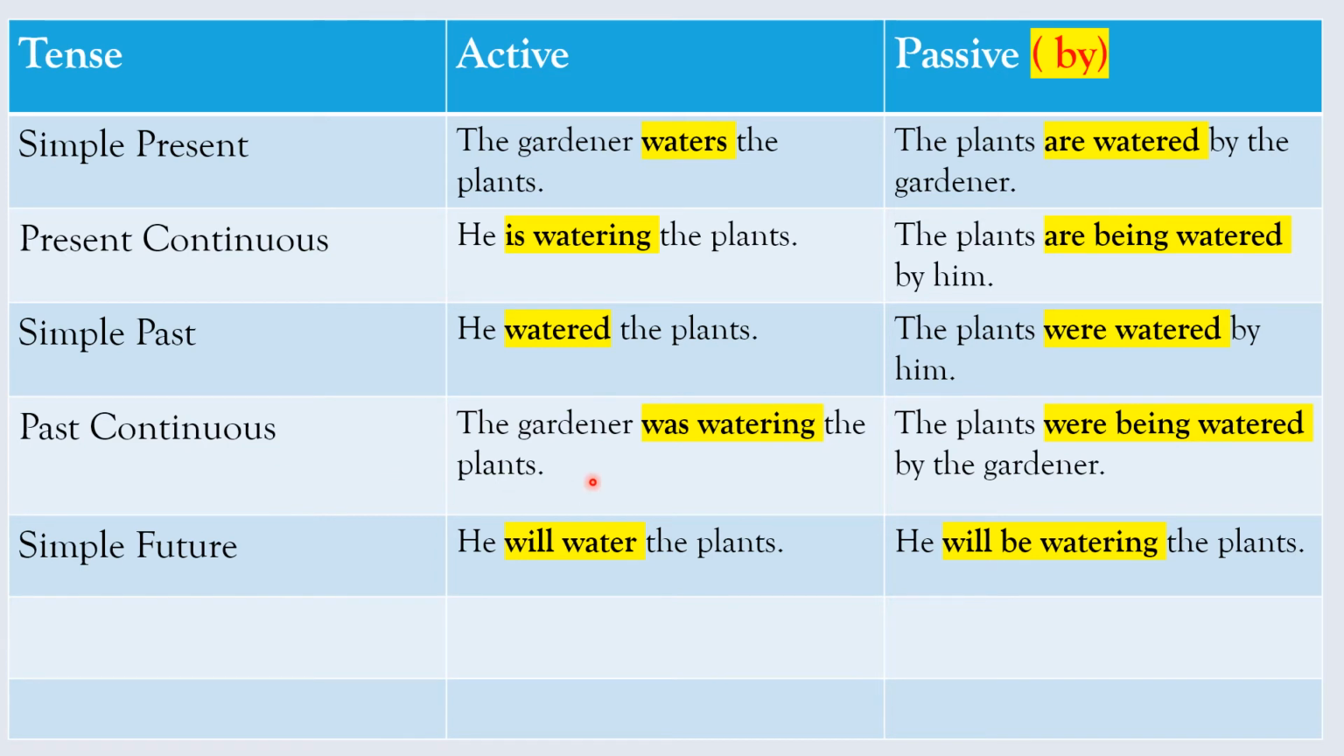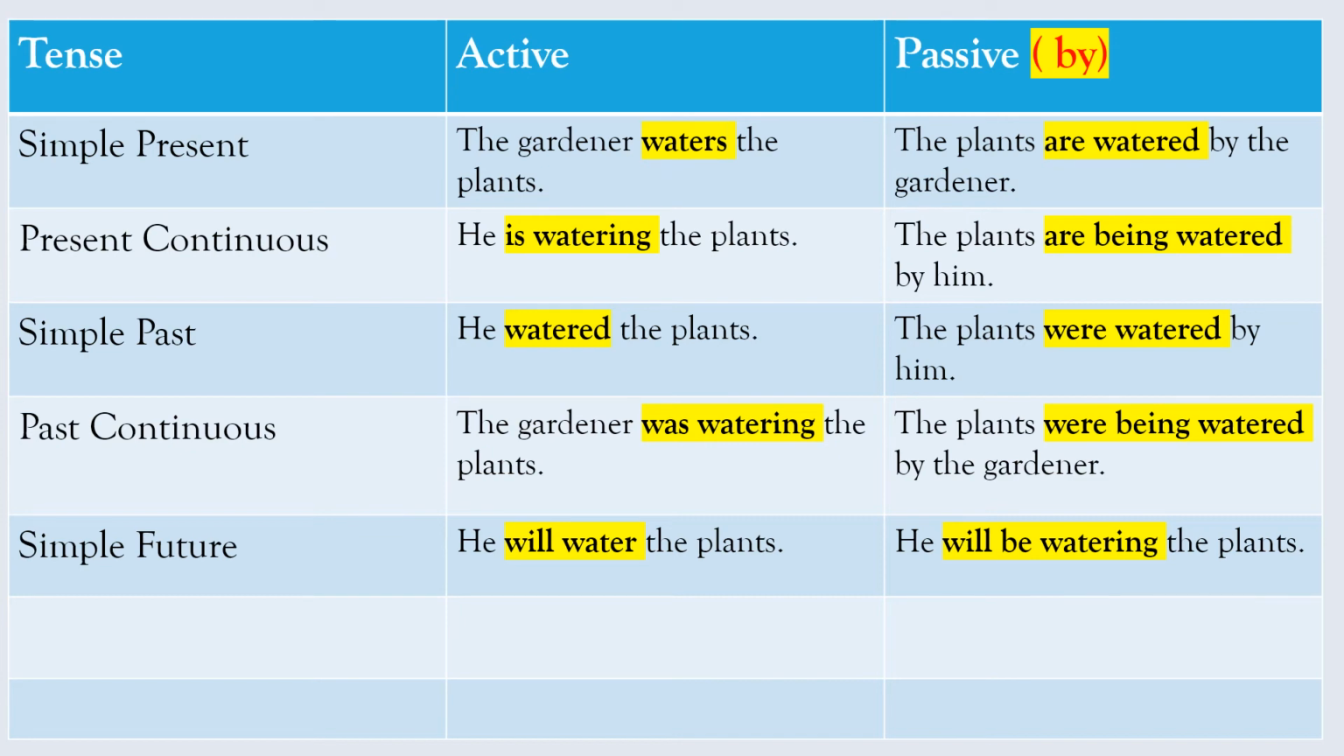Past continuous: the gardener was watering the plants. The plants were being watered by the gardener. So when we use this word being watered, being means the activity was still going on, being watered. All right, simple future: he will water the plants. He will be watering the plants.